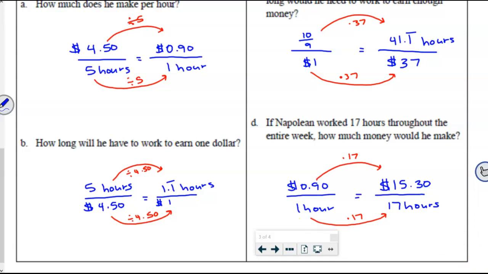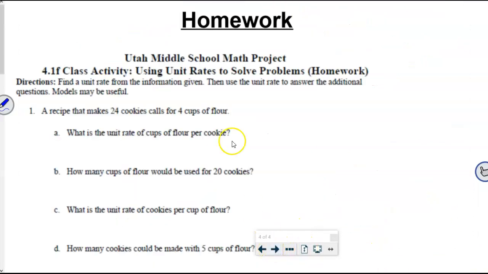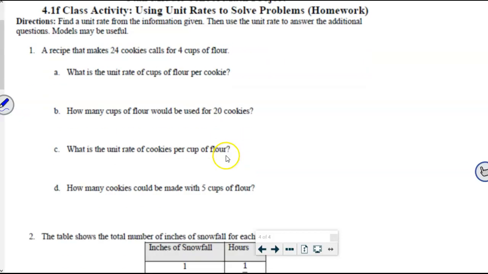All right, that is it for the lesson. The rest of this is your homework. The homework is actually a different section. It's 4.1F. It's on using unit rates to solve problems. So it's going to look different. It's going to have a different format, but it's going to be the same types of problems. Find the unit rate, use the unit rate to answer the question.